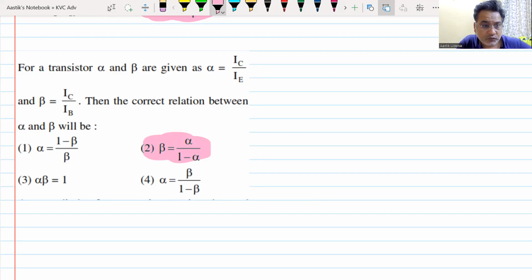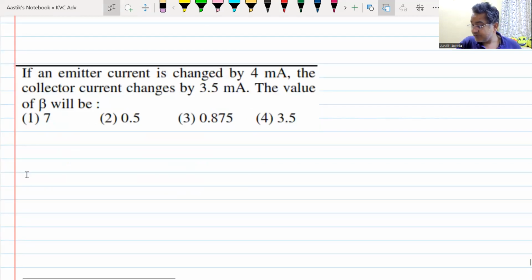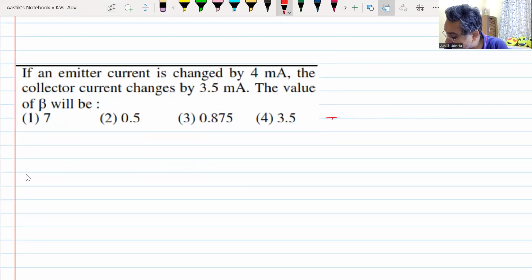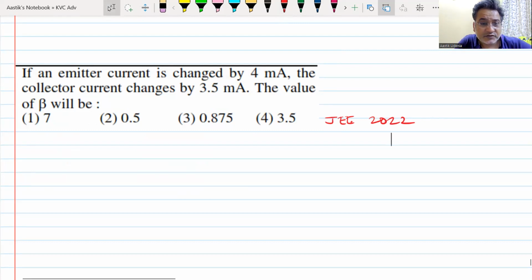Let me give you one more question. Let me first start with this one so that you can have knowledge about these types of questions as well. Again, this is from JEE 2022. And this is the question. If an emitter current is changed by 4 milliamperes, the collector current changes by 3.5 milliamperes. What is the value of beta? And you have 2 minutes to give me the answer.